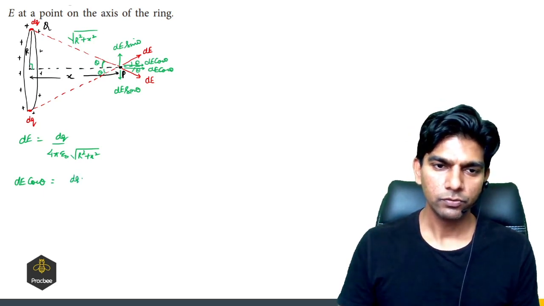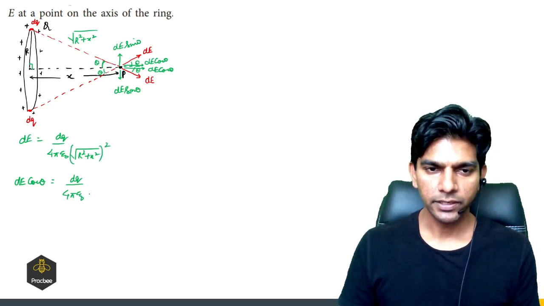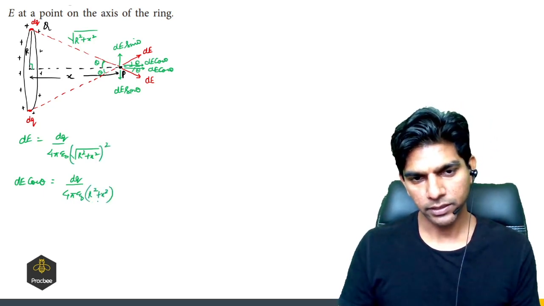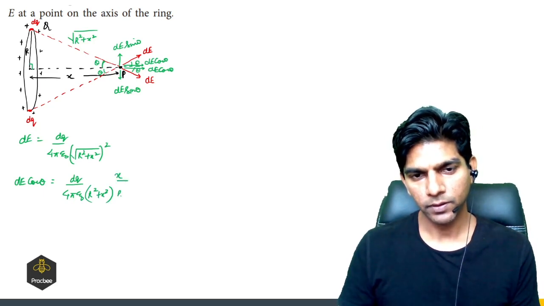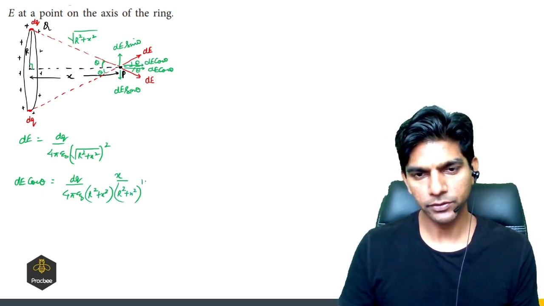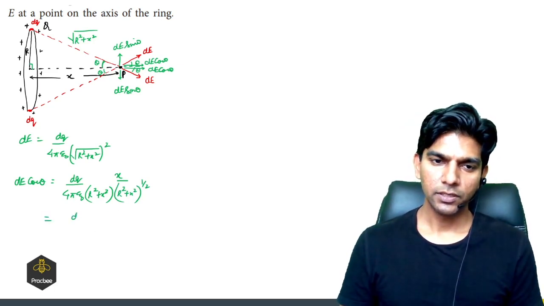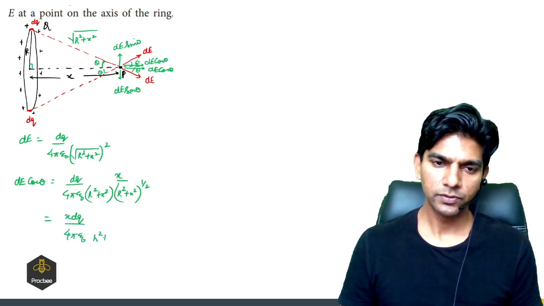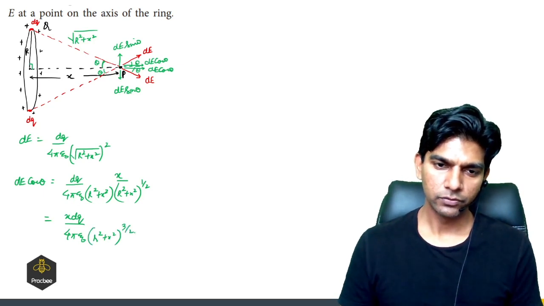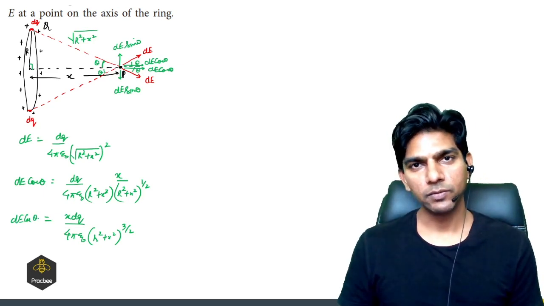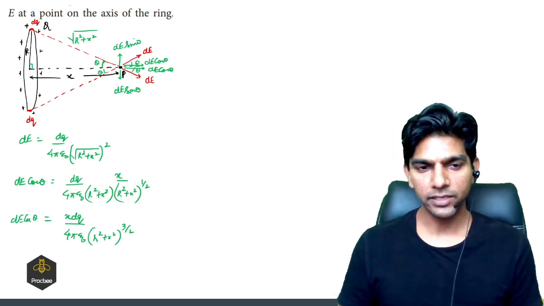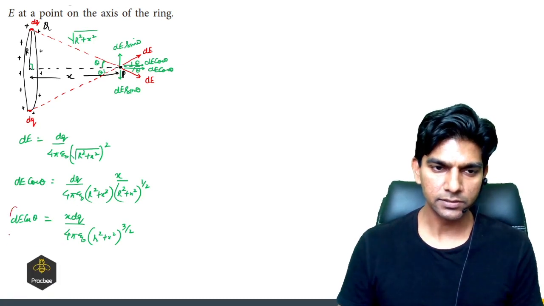So it will be dq upon 4 pi epsilon naught. Sorry, here we have a square, right? So we have r square plus x square, and then cos theta will be x upon r square plus x square raised to power 1 by 2. So in the denominator we have r square plus x square raised to power 3 by 2. So this will become dq times x upon 4 pi epsilon naught times r square plus x square raised to power 3 by 2. Since all diametrically opposite elements will have electric field along the axis, we can simply add them. So if we integrate this, we'll get the answer, right?